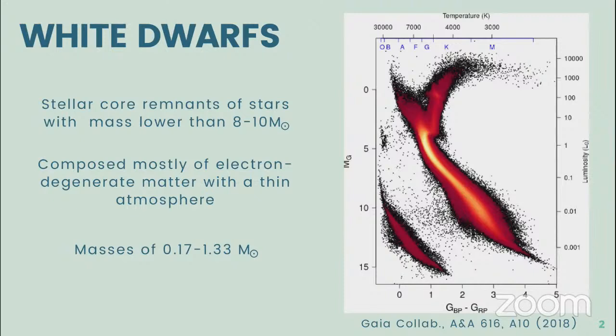White dwarfs enter this sequence roughly at this area with a high temperature, and they evolve, cooling down following this sequence, reaching temperatures of about 1,000 kelvins.